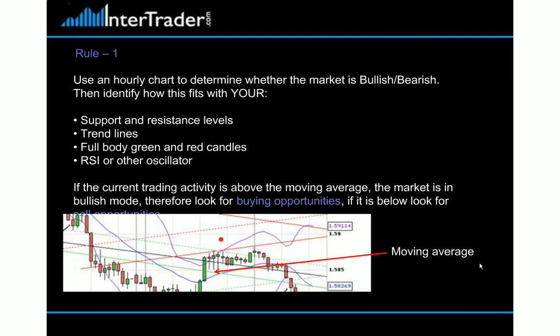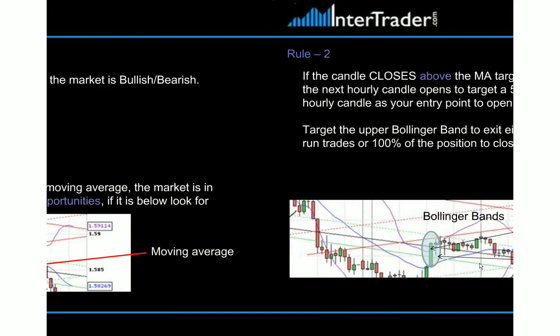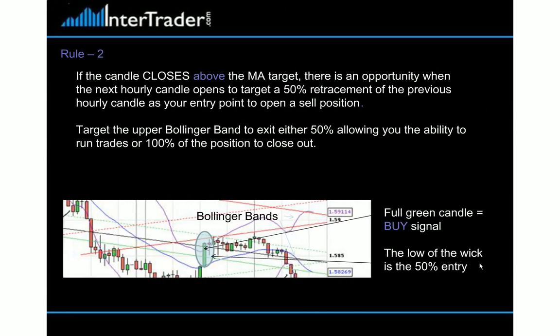So again, rule 2: if the candle closes above the moving average target, there's an opportunity when the next hourly candle opens to get a 50% retracement of the previous hourly candle. That can be your entry point to either get back in or carry on with the trend. So you have to understand if you're going with the trend or against it. This market has moved, a big solid green candle. When the market is finished doing that and the next candle opens, this next candle retraces back to 50%, which 80% of the time it does, and then it continues to move a bit higher. You can use that as an entry point to buy back into the market and see if it's going to test the upper end of the Bollinger Band again.